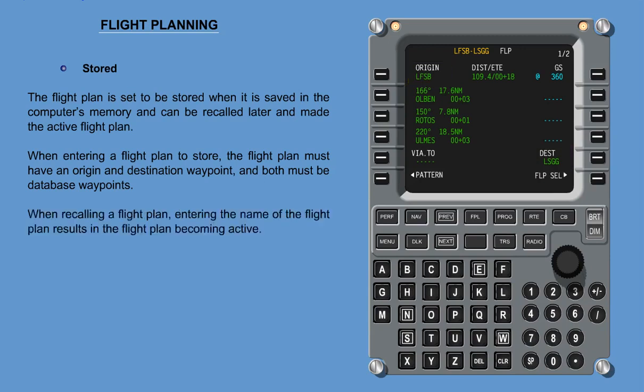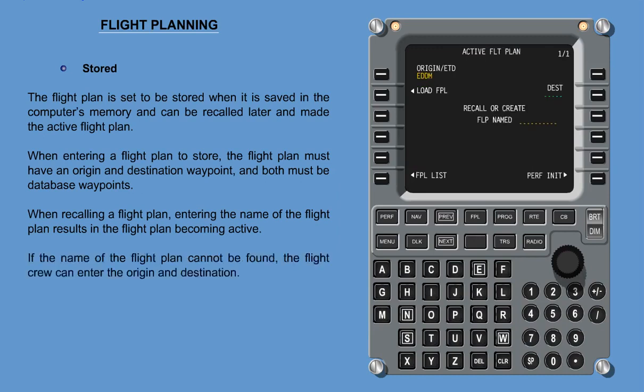When recalling a flight plan, entering the name of the flight plan results in the flight plan becoming active. If the name of the flight plan cannot be found, the flight crew can enter the origin and destination. If any are found, the flight plan list page is displayed to allow selection of a flight plan.